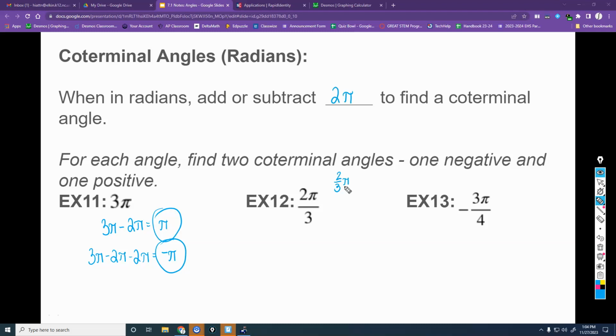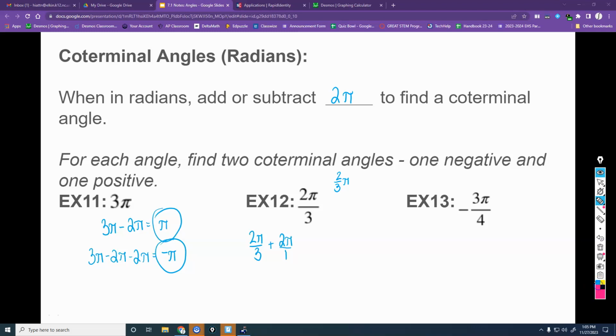So our best bet here is to add 2 pi and then subtract 2 pi. And that should give us a positive coterminal angle and a negative coterminal angle. So what we can do here, we're starting off with 2 pi over 3. We need to add 2 pi. Now, here's the problem. That is 2 pi over 1. Can I add those together? I cannot because they don't have common denominators, right?